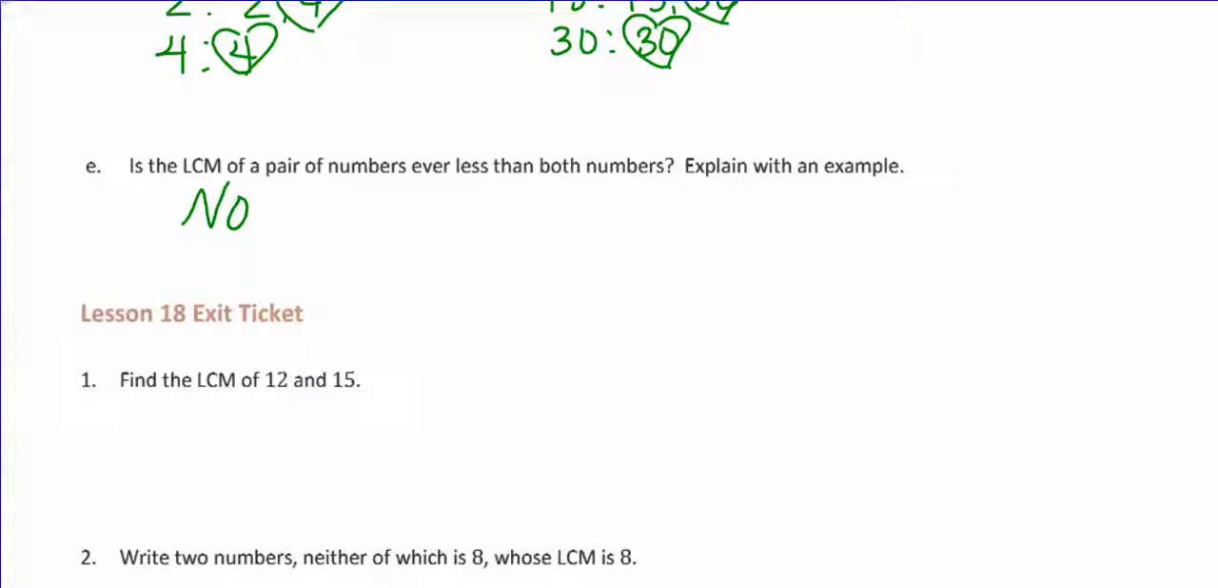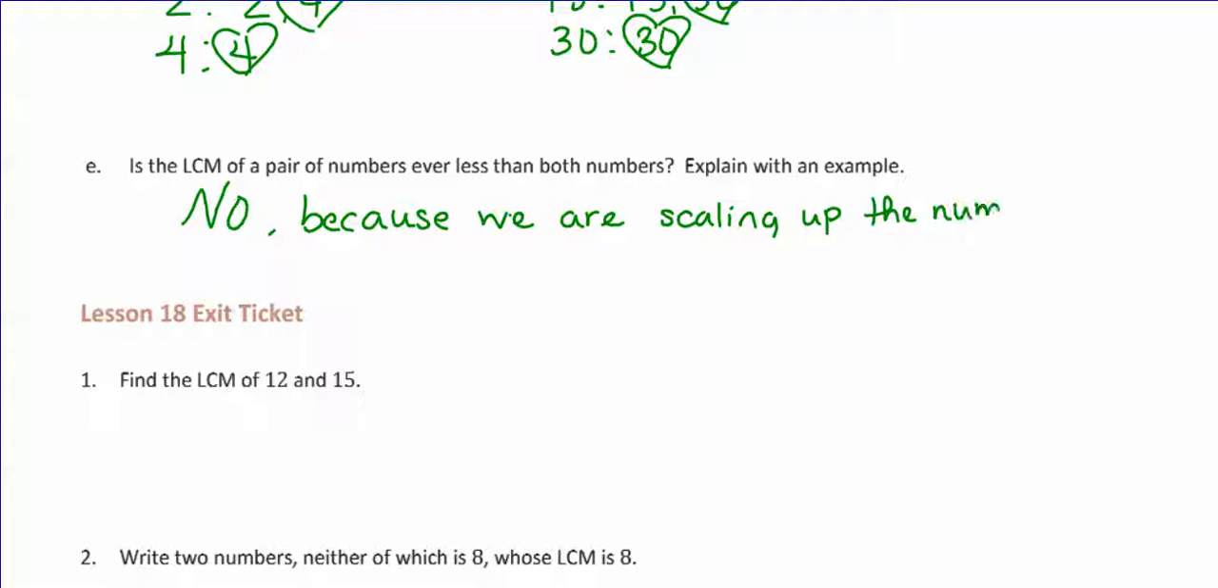And the reason is we keep scaling those numbers up because when we're dealing with positive numbers, I'm going to say we're scaling it up. We're multiplying, for the multiples, I'll say. All right, so there you have it.